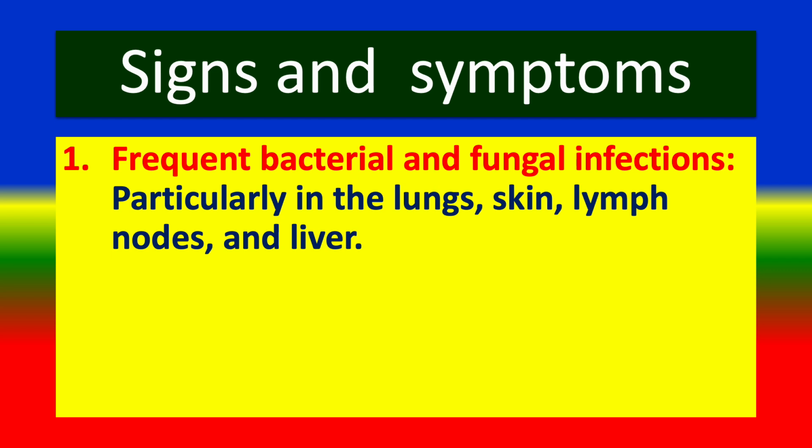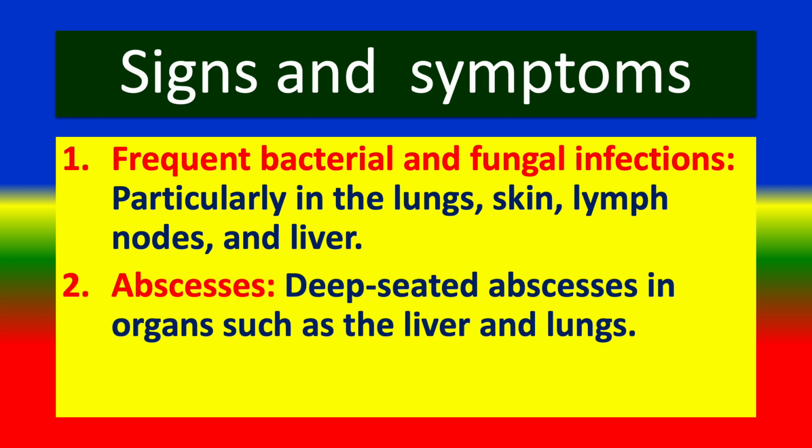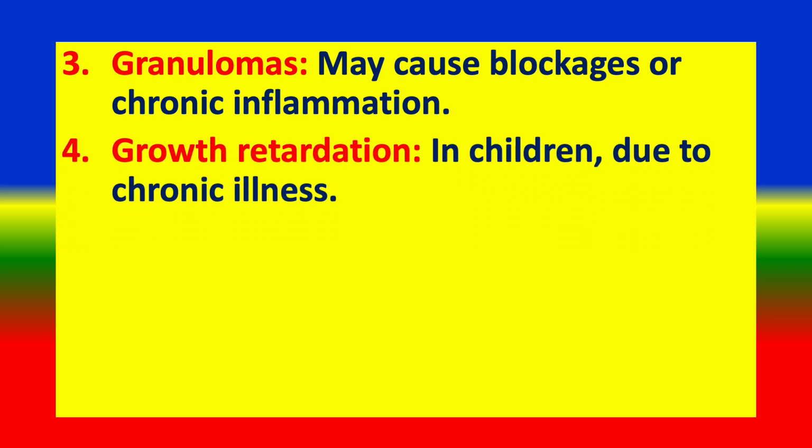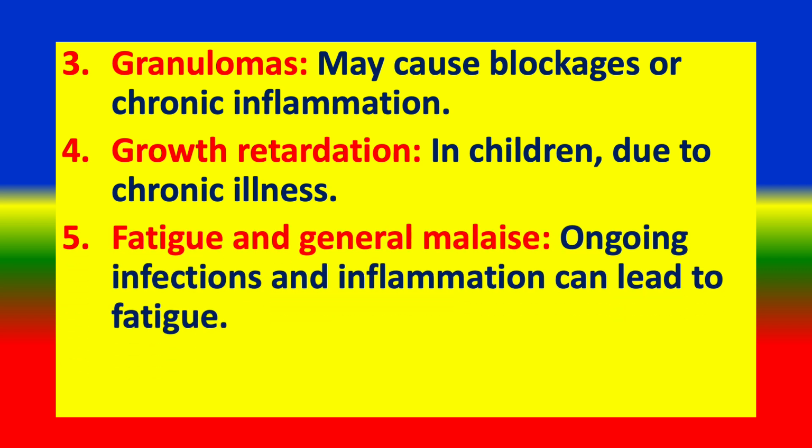Signs and symptoms: 1. Frequent bacterial and fungal infections, particularly in the lungs, skin, lymph nodes, and liver. 2. Abscesses, deep-seated abscesses in organs such as the liver and lungs. 3. Granulomas may cause blockages or chronic inflammation. 4. Growth retardation in children due to chronic illness. 5. Fatigue and general malaise. Ongoing infections and inflammation can lead to fatigue.